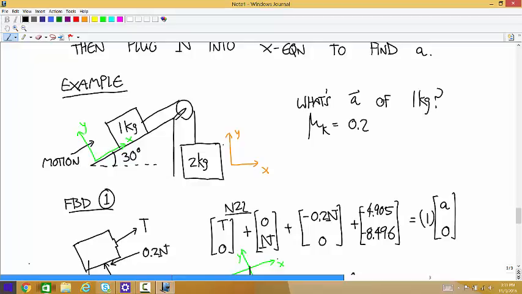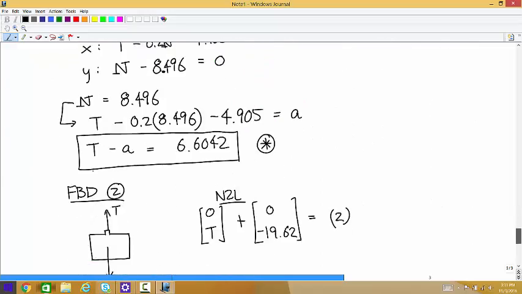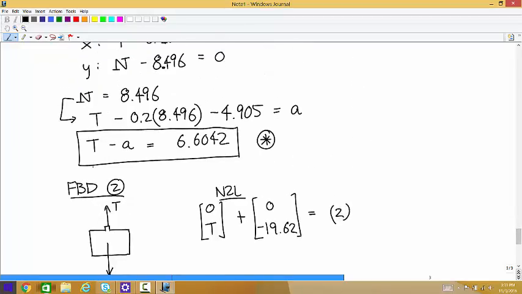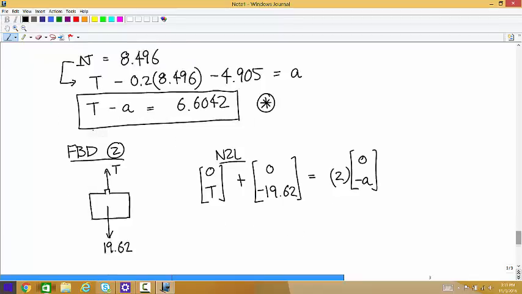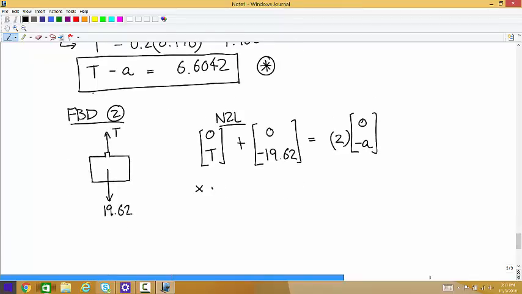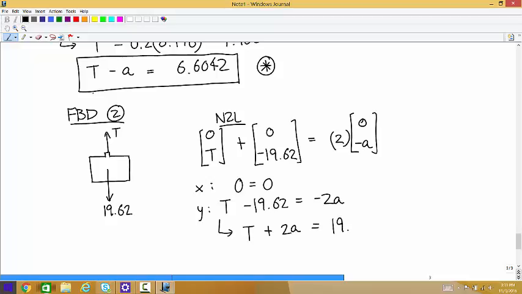Okay? Anybody have any questions about that? That's the relationship between those two accelerations. So 0, negative A. The x equation says 0 equals 0, so that doesn't help. But the y equation says T minus 19.62 is equal to negative 2A. And I can rewrite that as T plus 2A is equal to 19.62. I'll call that equation double star.